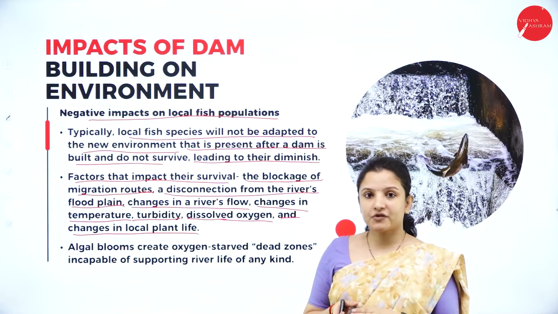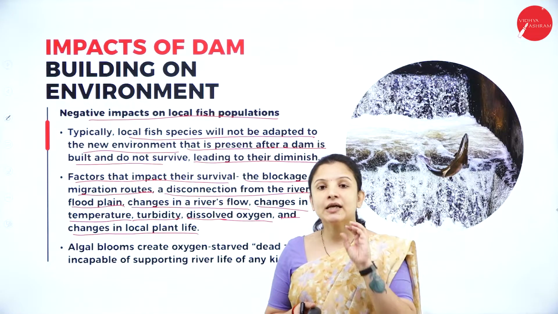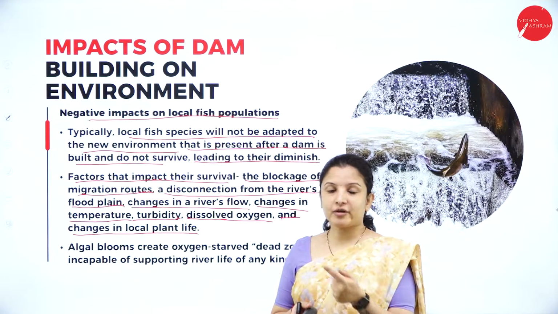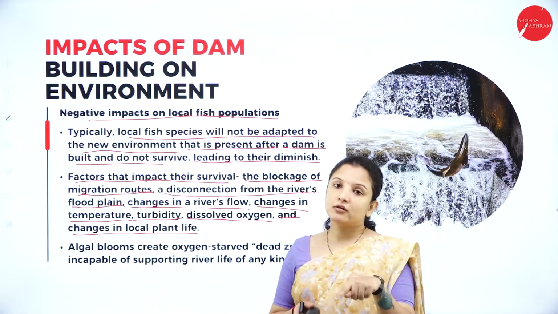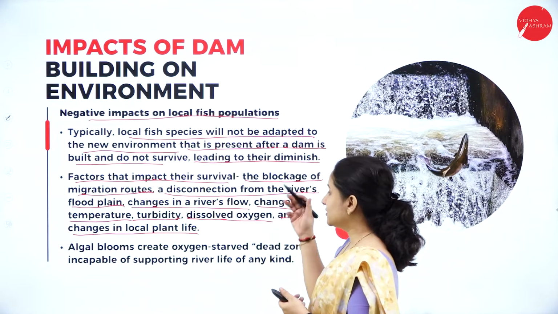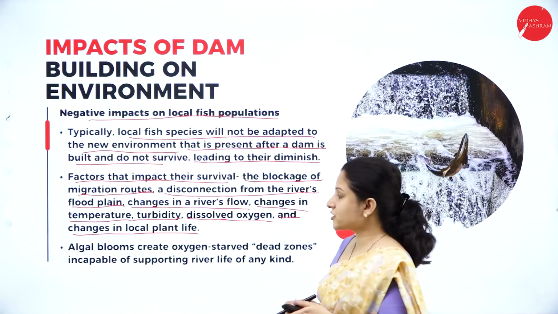So these local fishes can depend only on the local aquatic plants in which they live. But if these plants get destroyed because of dam construction, the local fish population will also get destroyed eventually. So this is how the building of a dam can have a negative impact on the local fish population.